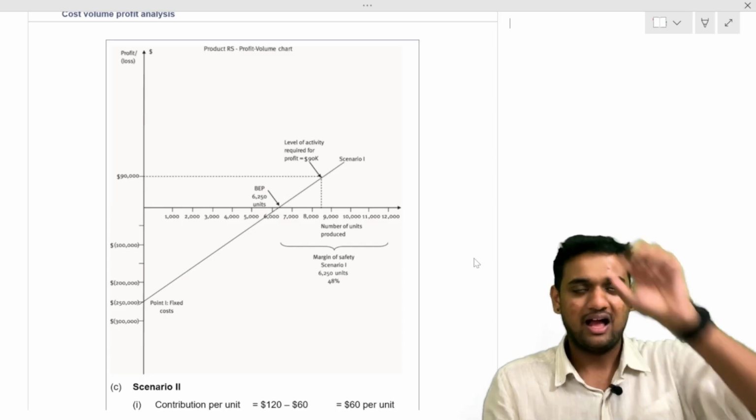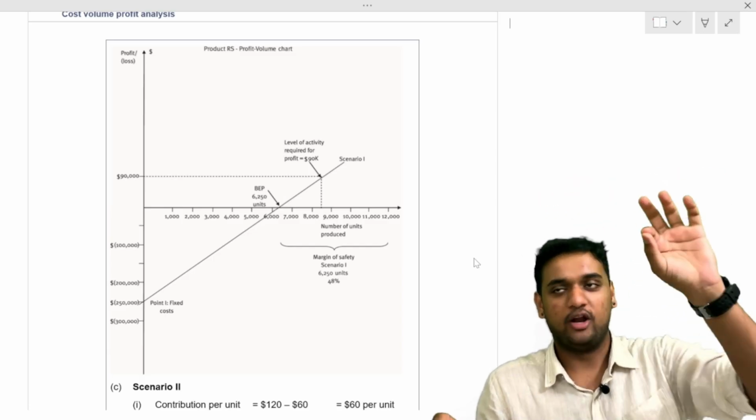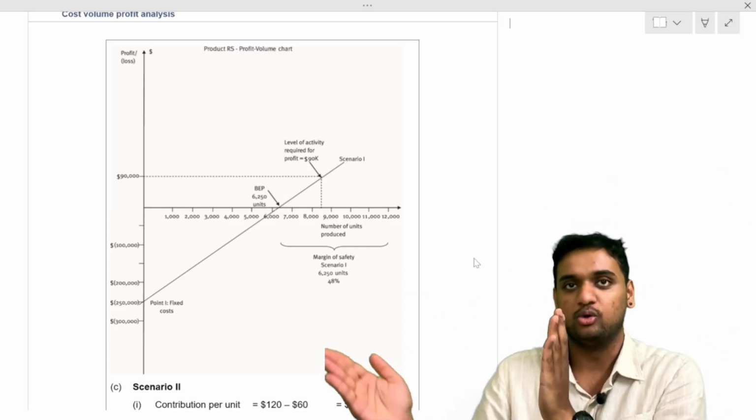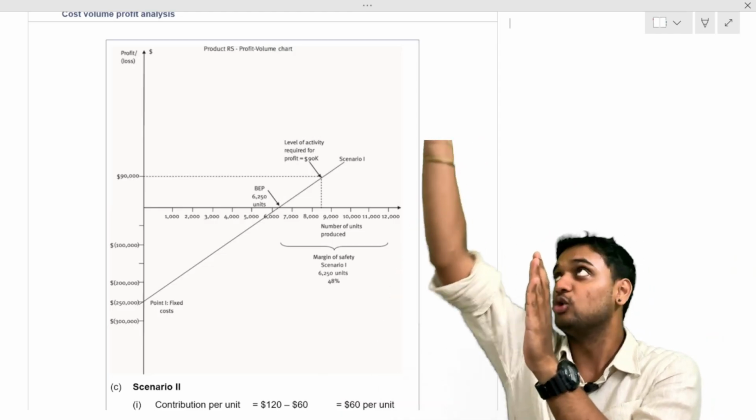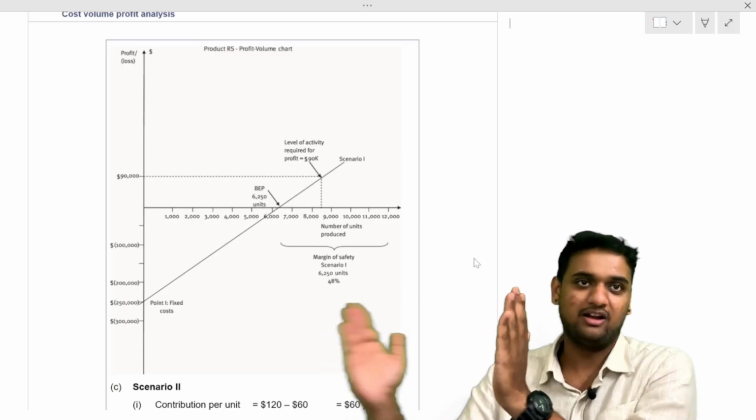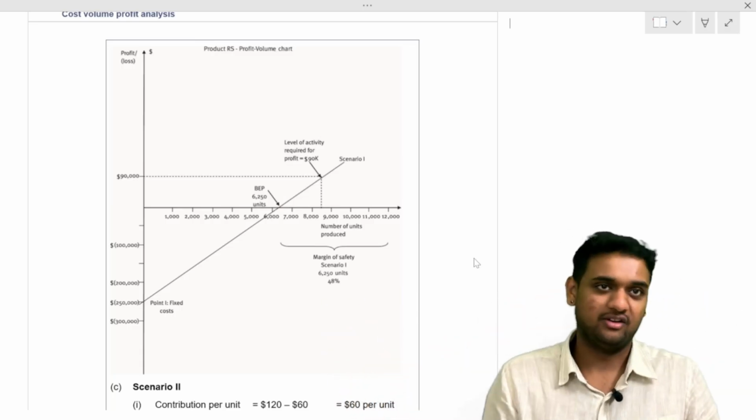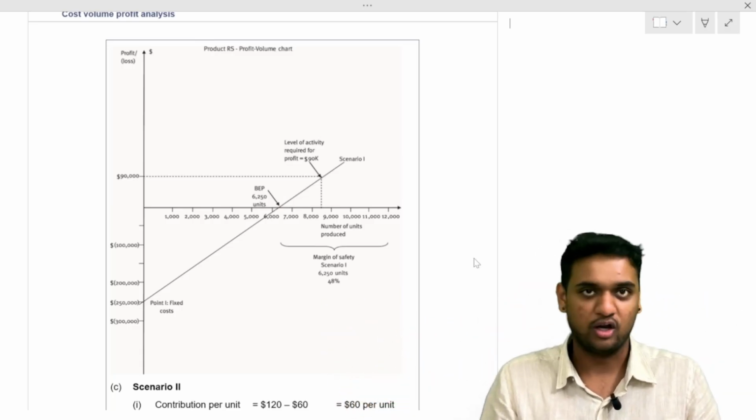Break-even point in units. If you go left, you will get the break-even point in amount. Anything above these units, this is the break-even point in units, and this is the total units. This part is called the margin of safety. The number of units in between is called the margin of safety. This is what you have to know.